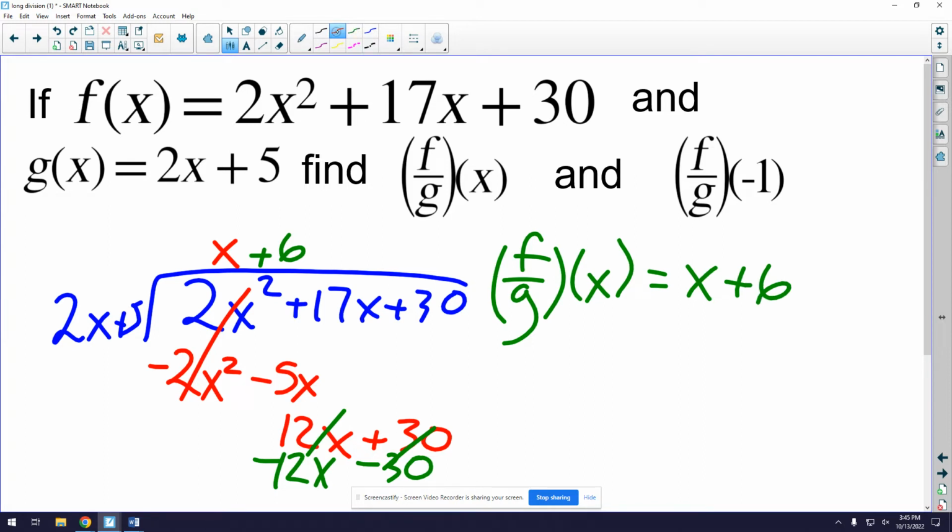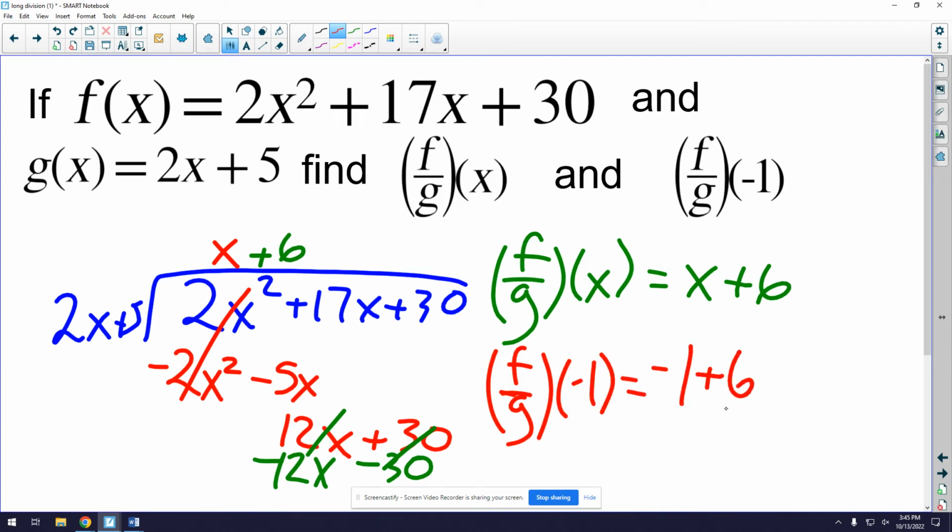So there's part 1. Part 2, nice and easy. It says take that f divided by g, and I want to find f divided by g of negative 1. Plug in negative 1 for x. You get 5.